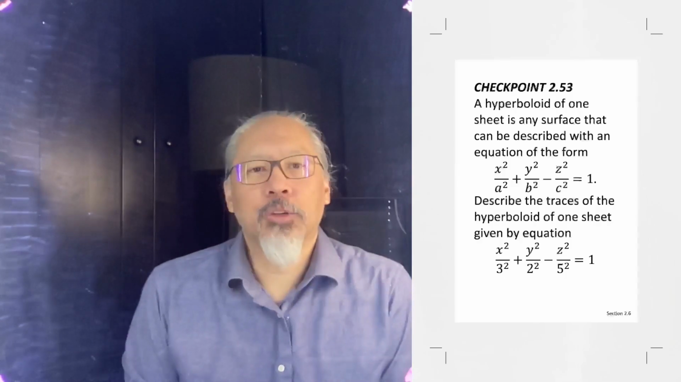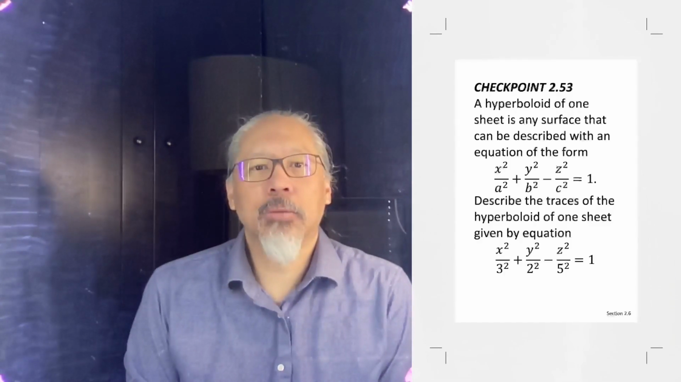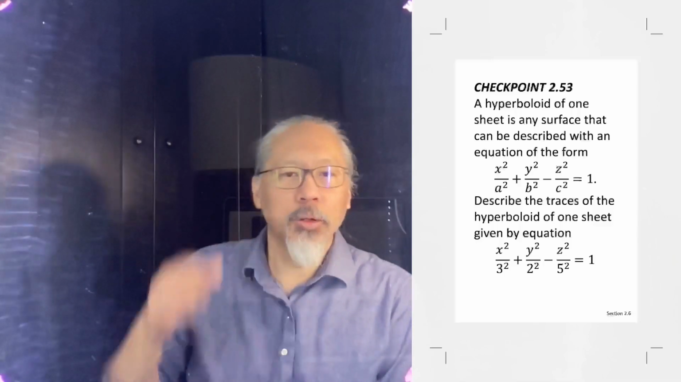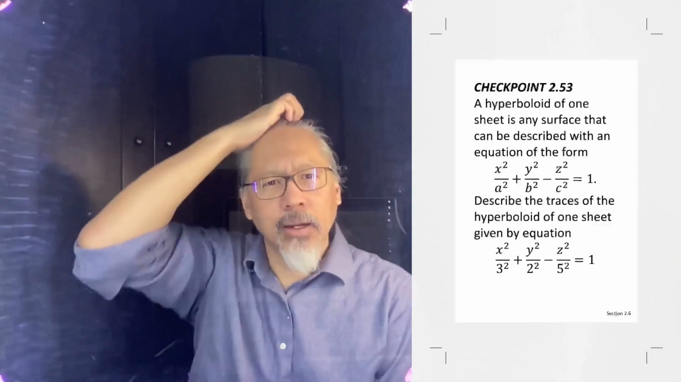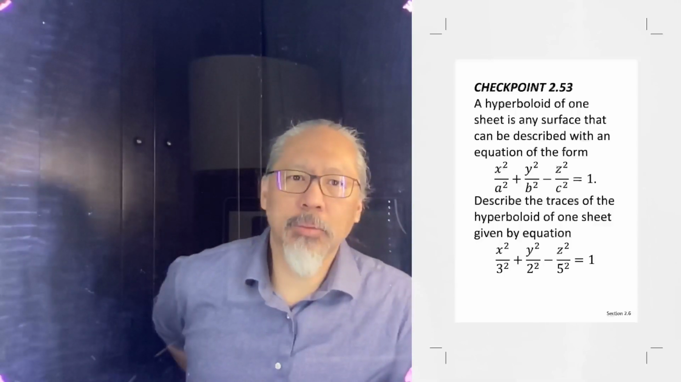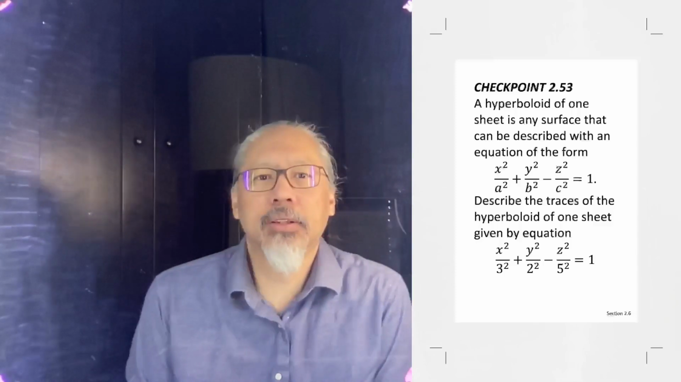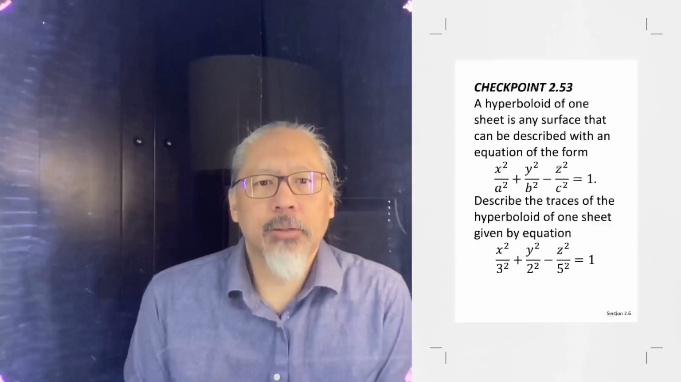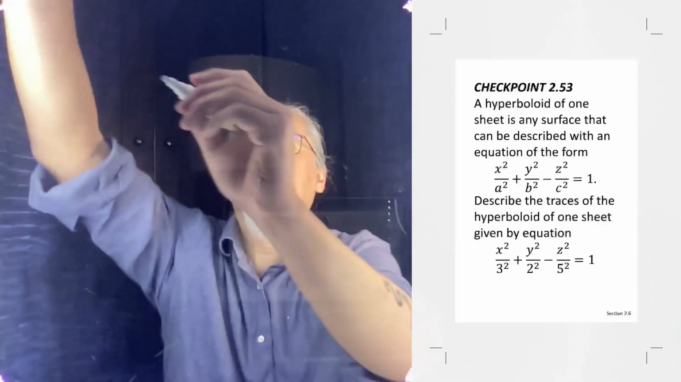Hello, this is checkpoint 2.53, and they want us to describe the hyperboloid. A hyperboloid is like a three-dimensional hyperbola. It turns out that there are two types of hyperboloids: a hyperboloid of one sheet, and a hyperboloid of two sheets. In this particular scenario, we have a hyperboloid of one sheet.